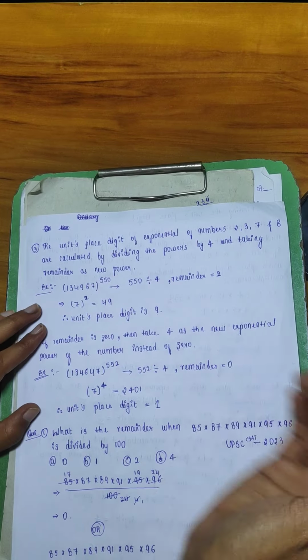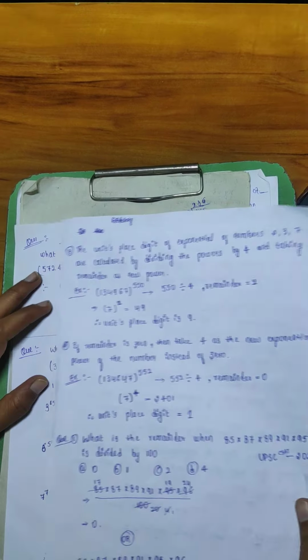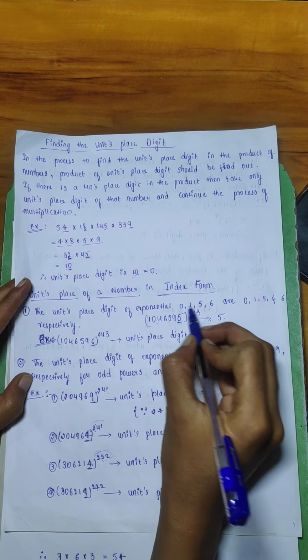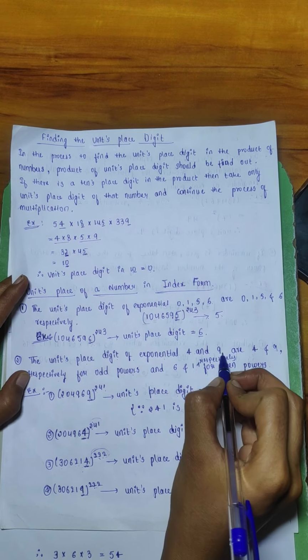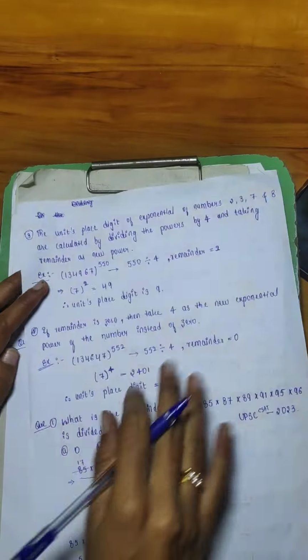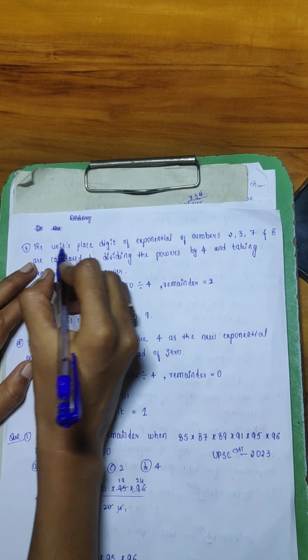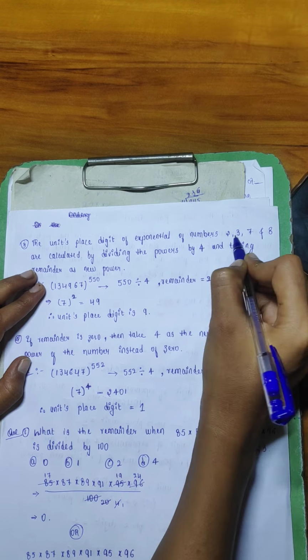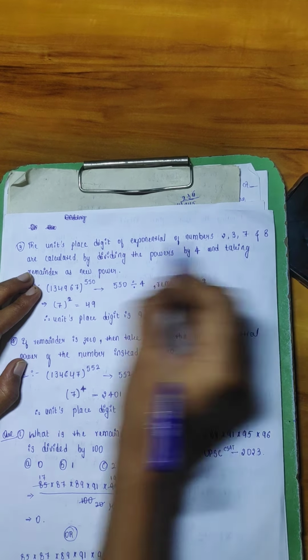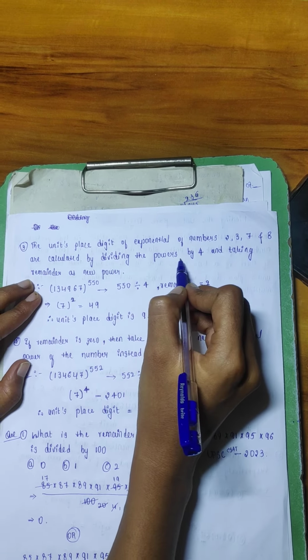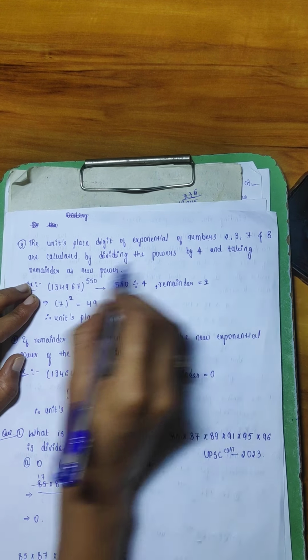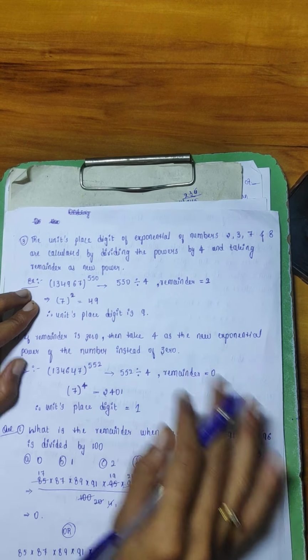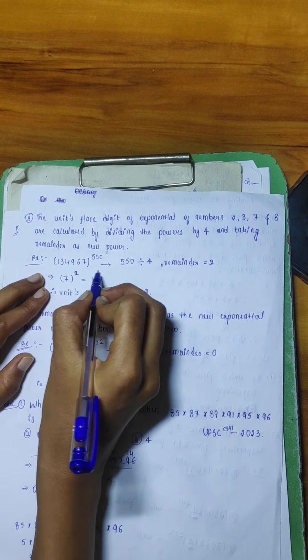Let's take the third condition. As we have seen, the numbers 0, 1, 5, 6 and 4, 9 have already been solved. Other than that, if the units place digit of the number is 2, 3, 7, 8, it is calculated by dividing the power by 4 and taking the remainder as the new power. Let's understand this by an example.